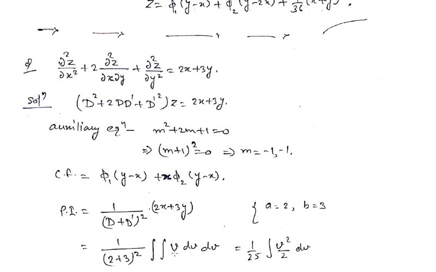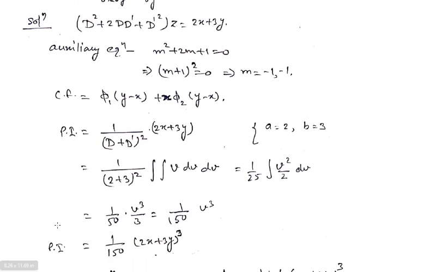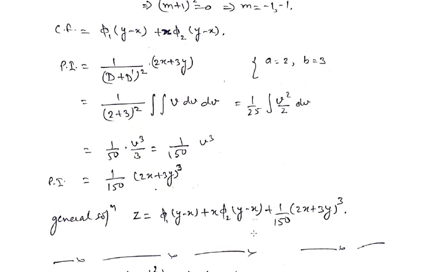And integrate v twice with respect to v, it becomes v²/2 and further v³/6. So it becomes (1/150) v³. So this is PI, (1/150)(2x + 3y)³. This is the PI of 2x + 3y for this f(D,D'). Hence the complete solution z = CF + PI.